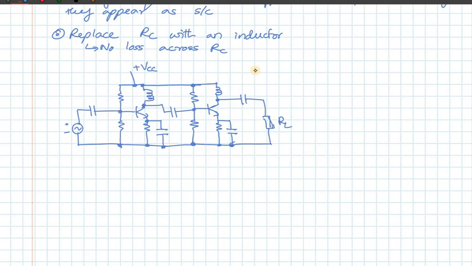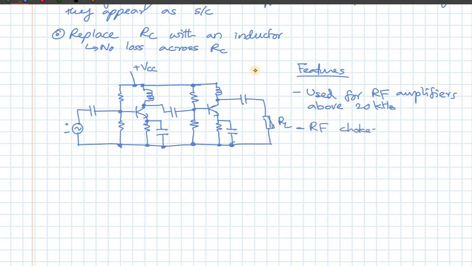This is one of these. So the features of this circuit: it is used for RF applications, RF amplifiers above 20 kilohertz. We are not going to design these in this course, but these are expensive because RF chokes, the inductors, are relatively expensive, but there is no power loss across RC. This is what we try to achieve there.